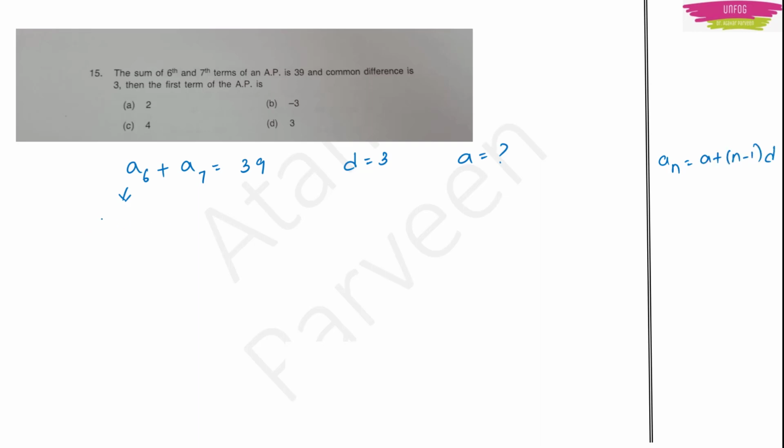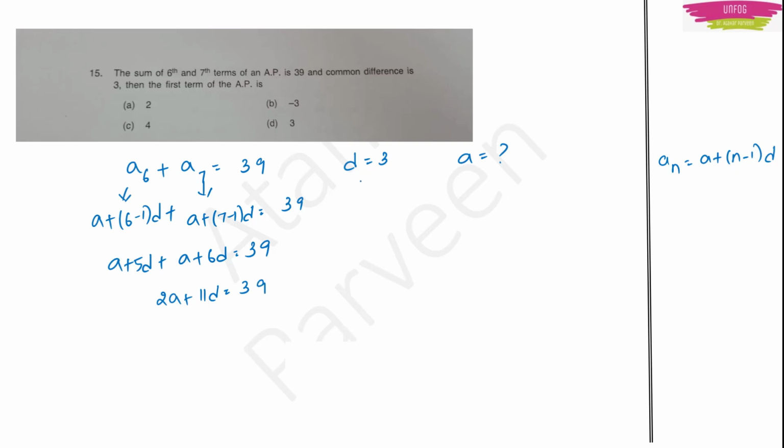So what will be A6? A6 will be A plus 6 minus 1 into D. Plus what will be A7? A plus 7 minus 1 into D. This is 39. So here it will be A plus 5D plus A plus 6D will be equal to 39, or 2A plus 11D will be equal to 39.